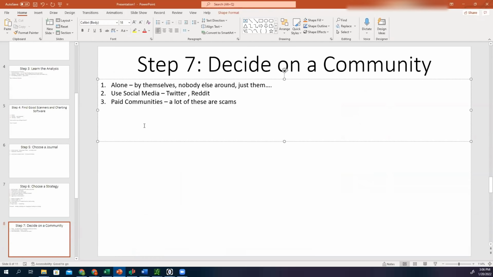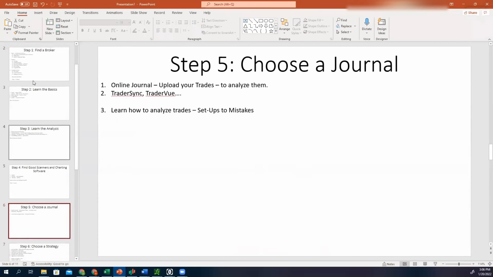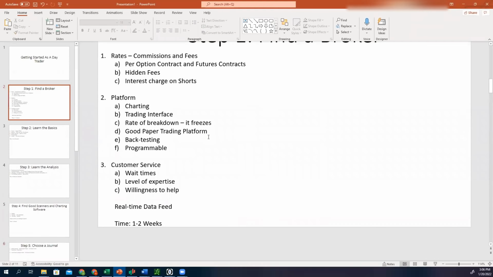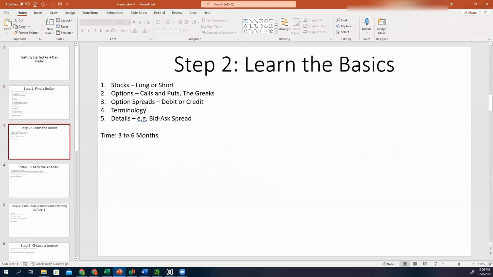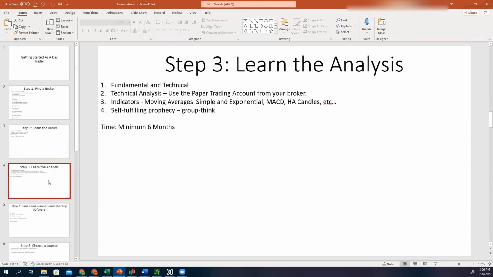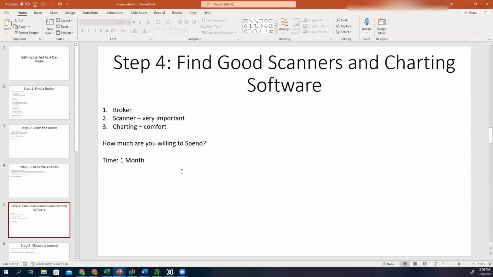This should not take you very long. This should take you around 2 weeks. Right. So how much time have we spent so far? Well, 1 to 2 weeks, 3 to 6 months, another 6 months, and then you're at a year, right? Minimum 9 months, 9.5 months to a year. Well, now you're at about, I don't know, 10.5 months to 13 months.